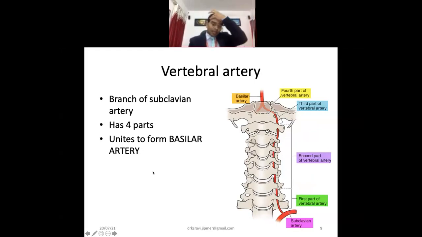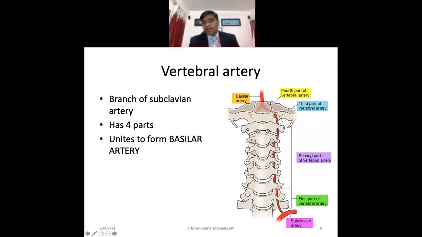Now, in this slide, you can appreciate over here, this is the subclavian artery. From the very first part of the subclavian artery, the vertebral artery arises. It is divided into four parts: the first, second, third, and fourth part. The first part will be from the origin, as soon as it arises from the subclavian artery, and it enters into the foramen transversarium of the sixth cervical vertebra. So this will be the first part. From the foramen transversarium of the sixth cervical vertebra to the foramen transversarium of the second cervical vertebra will be the second part of the vertebral artery.